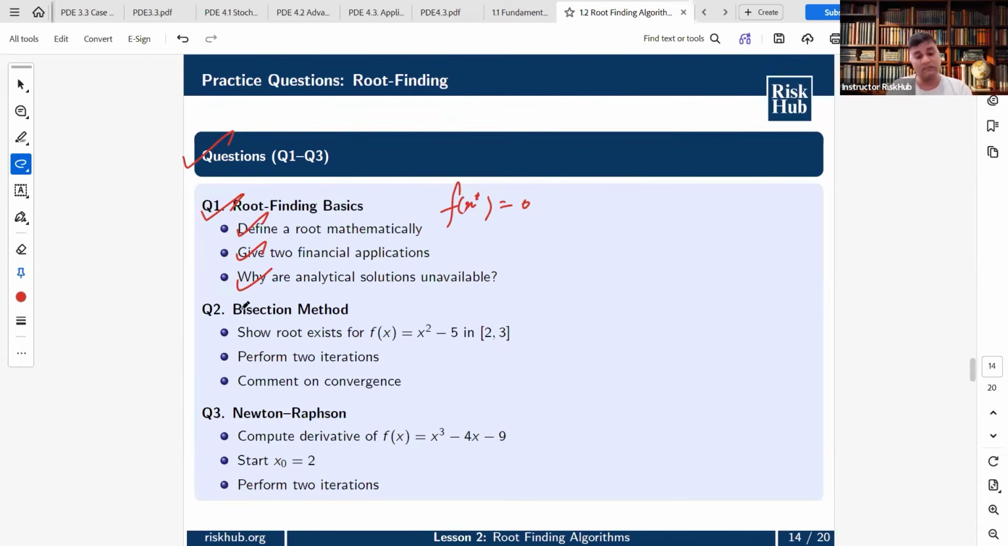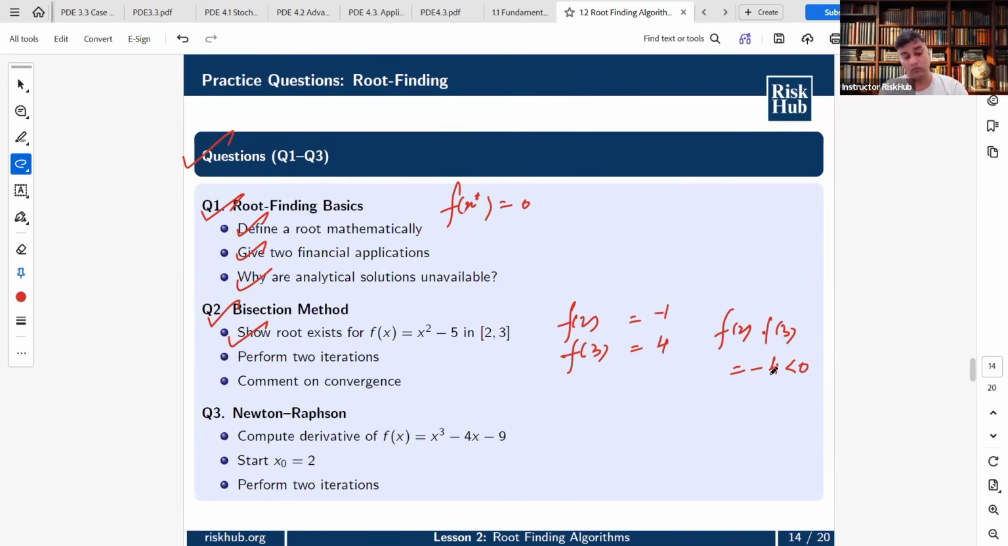Okay, then we have question number 2. Bisection: show that a root for f(x) equals x squared minus 5 lies between 2 and 3, right? Simple idea. Find f(2) and f(3). f(2) is -1, f(3) is 4, right? So the product f(2) f(3) is equal to -4, less than 0. So there is a sign change. The root exists between 2 and 3.